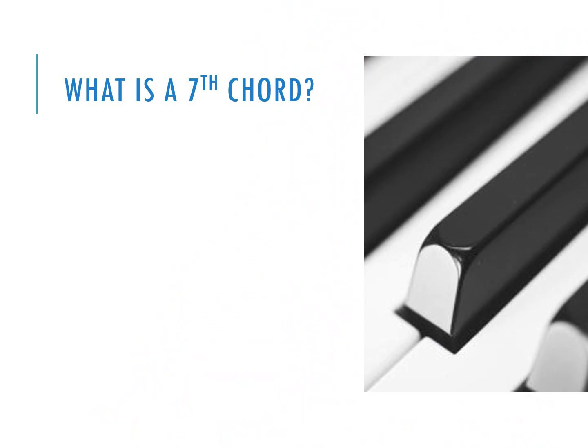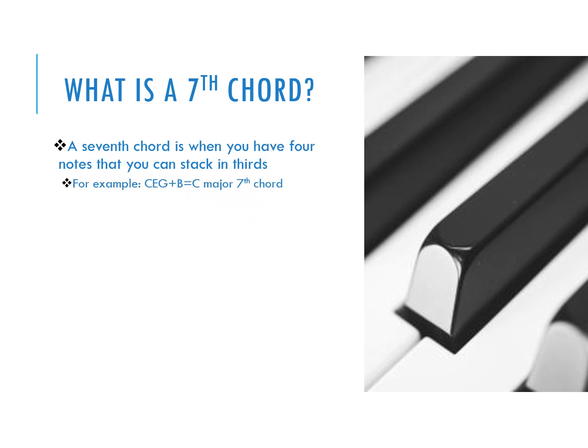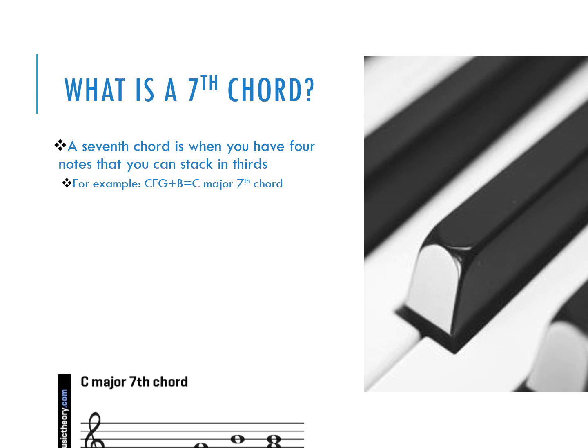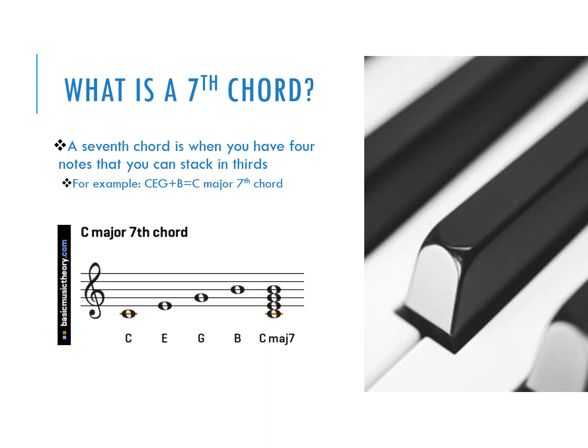So what is a seventh chord? Well, a seventh chord is when you have four notes that you can stack in thirds. Usually it is when you have a triad and then you add the seventh scale degree on top of that. For example, you can take the triad C, E, G and then add the seventh scale degree B on top of that to make a C major seventh chord, which we will learn about in just a second.